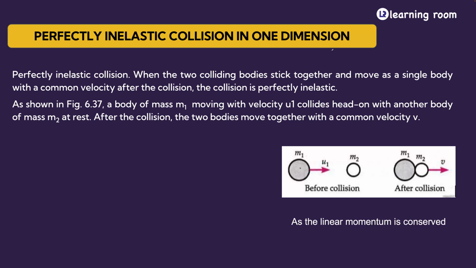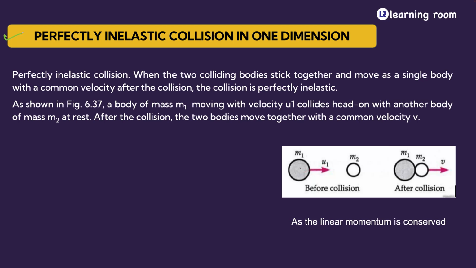So the next concept that we'll discuss is perfectly inelastic collision. I already told you what an inelastic collision is. In an inelastic collision, linear momentum is still conserved, but kinetic energy is lost. But when you talk about a perfectly inelastic collision in one dimension, both bodies stick together and move along the same line of impact before and after collision. So let's take a scenario like this.